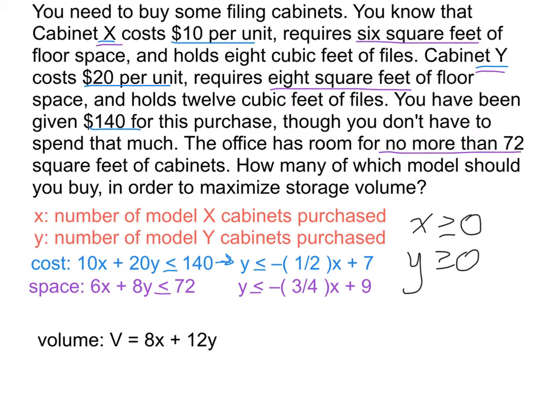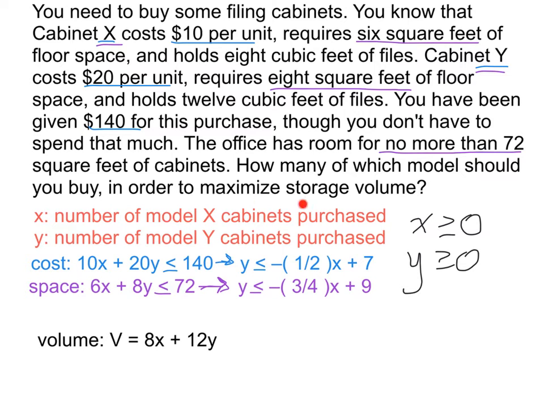Now for the space that it's going to take up, the space that we're talking about is the floor space, so the area, not the volume yet. We want to maximize the volume, so that's going to give us our equation in a minute. So we have 8 square feet of space for cabinet Y, so that's our 8Y, and 6 square feet of space for cabinet X, so that's our 6X. We only have 72 square feet of space for cabinets, so no more than means less than or equal to 72. And that again gives us, when we get it into how our equation for our boundary line is going to look, y equals mx plus b, so we get y by itself.